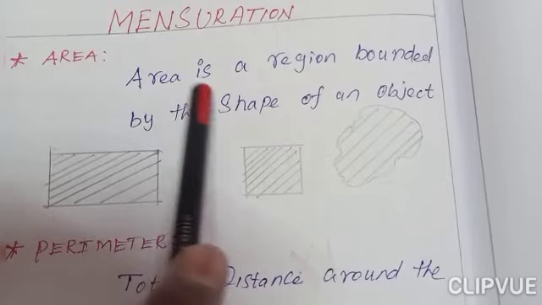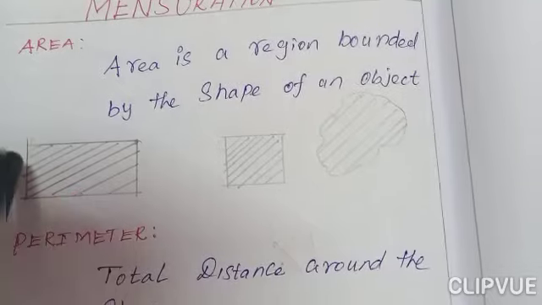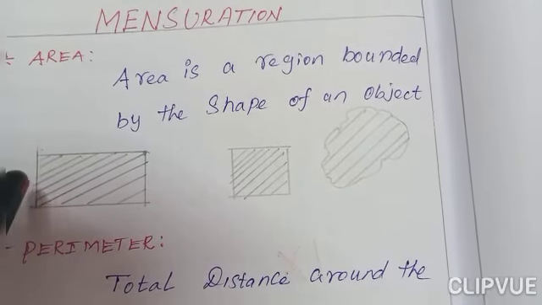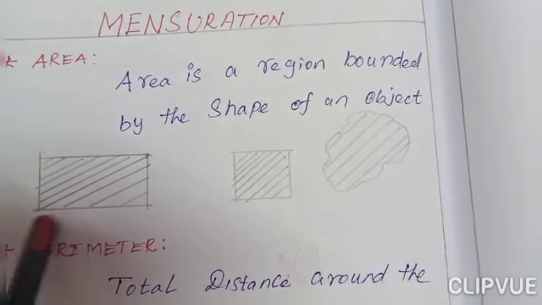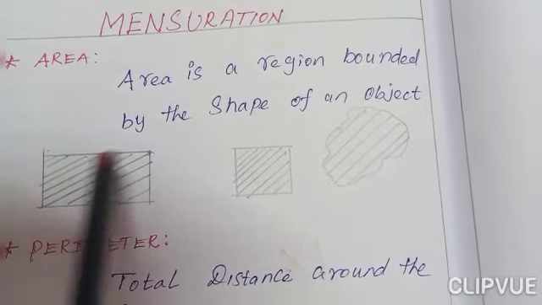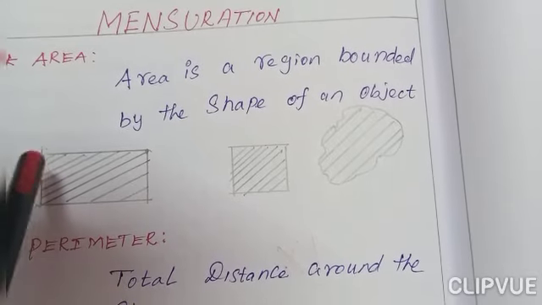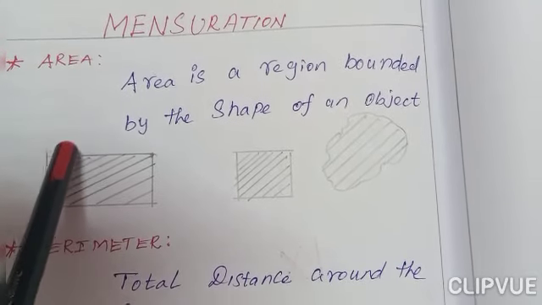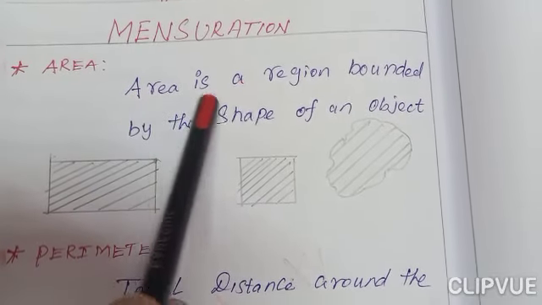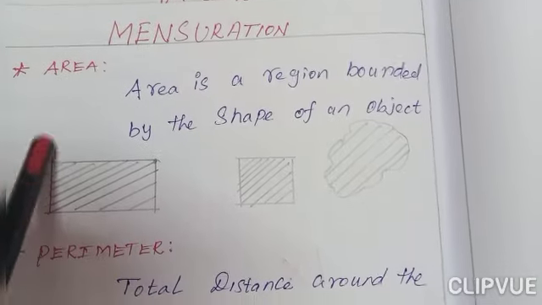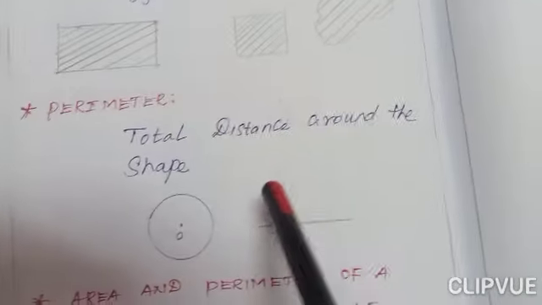Look at the definition. Area is a region bounded by the shape of an object. Look at the three shapes given here. The first one is a rectangle, then a square, and an unshaped, oblique object. Inside the object I am shading, and this also I am shading. That space is what we consider, and this is called the area of any object. That is the definition given: area is a region bounded by the shape of an object.